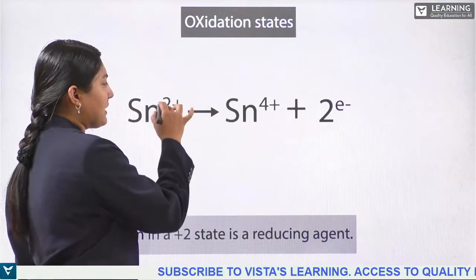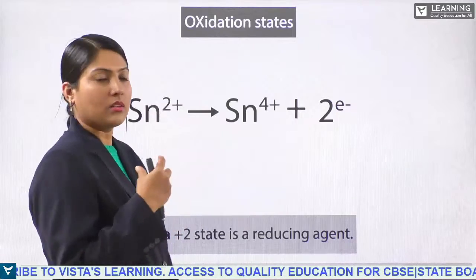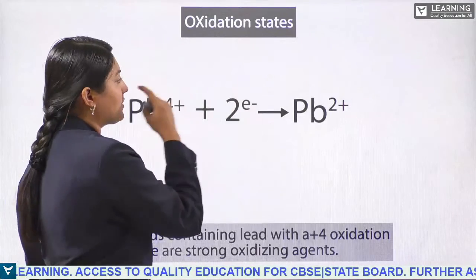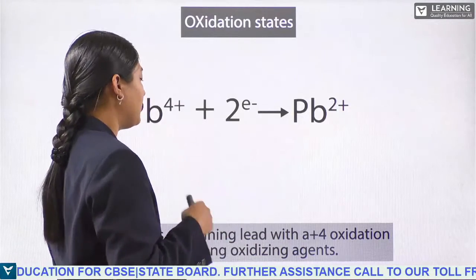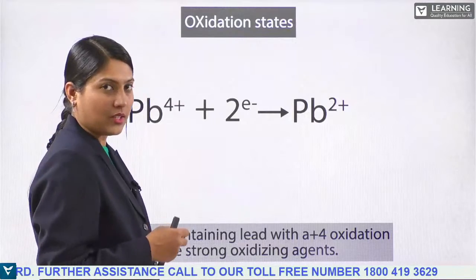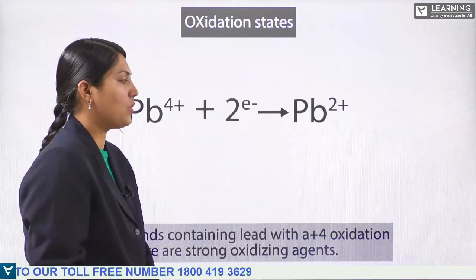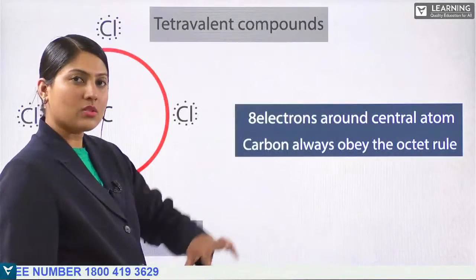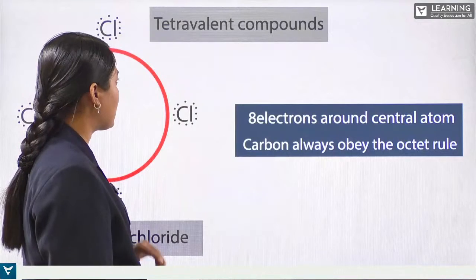So, increase in oxidation state leads to oxidation, right? And the electron which has been removed can be taken by other elements for reduction. So we call Sn a reducing agent, whereas lead can gain electrons and become +2, and so it can oxidize others, and we call it an oxidizing agent.